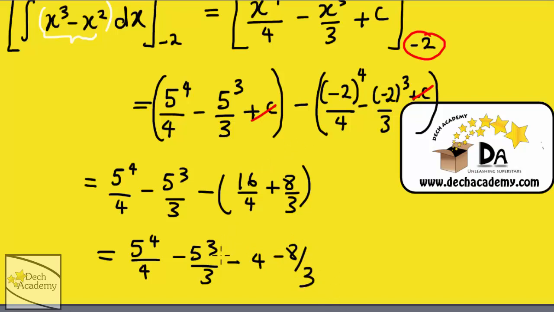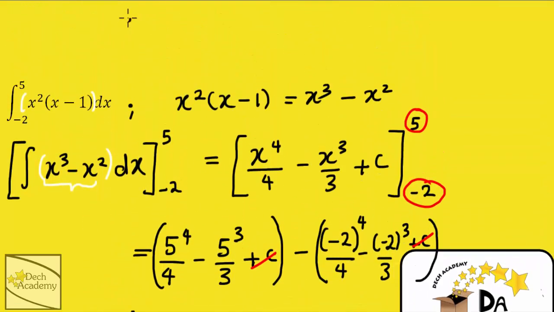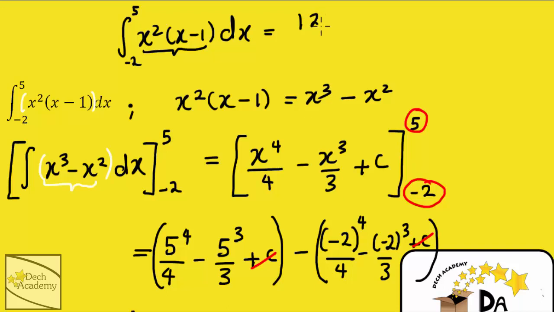And now we can use a calculator to simplify this to give our definite integral, which is equal to 1295 divided by 12. So integrating x squared times x minus 1, our integrand, with respect to x, with the upper limit of 5 and lower limit of minus 2, gives the definite integral, which is 1295 divided by 12.